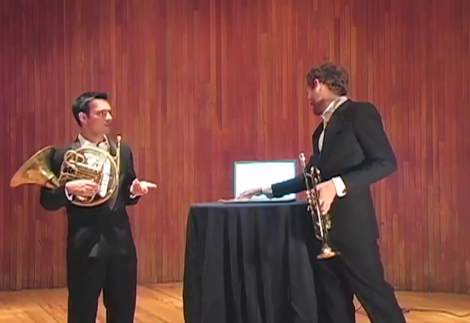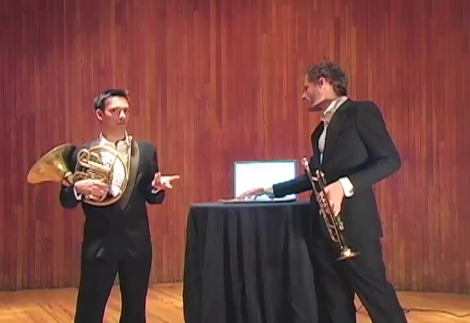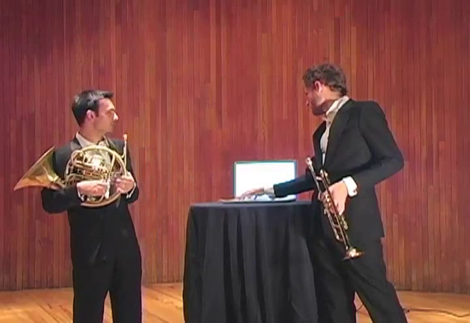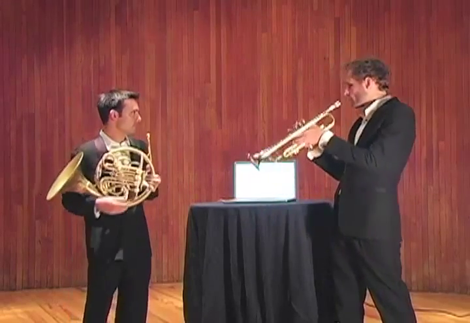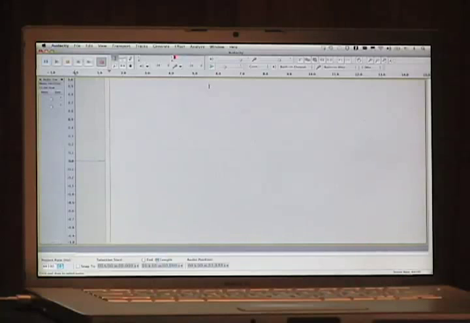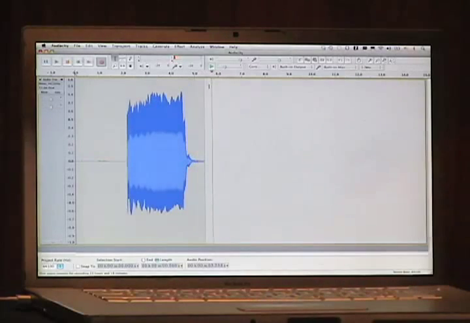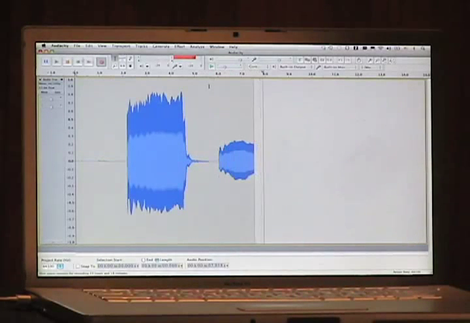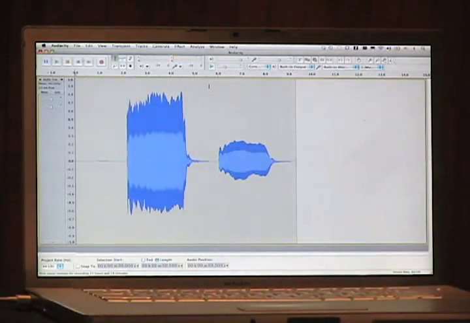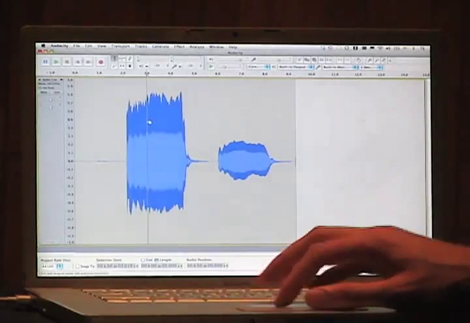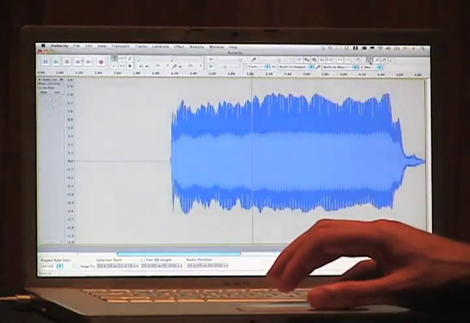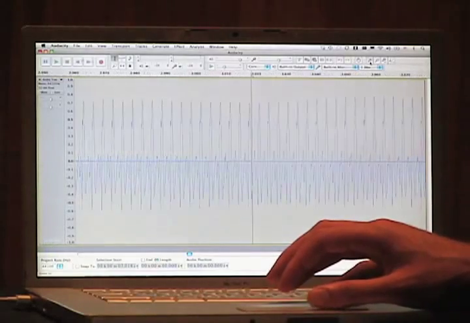Ta-da. So Josh is going to play the same note that I just ended on, and then I'll play it on the horn, and we'll see how different the shapes are. What was that? That was a concert E flat? Mm-hmm. Well, it's definitely louder. Alright, let's get in here and see the shape of the trumpet waveform.